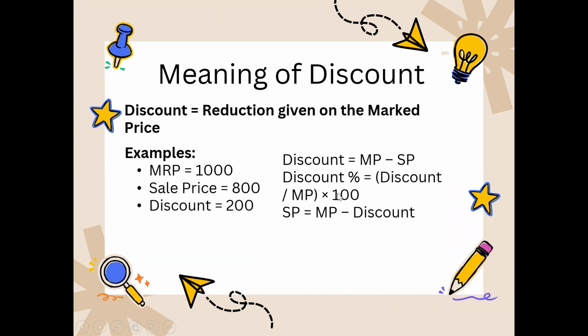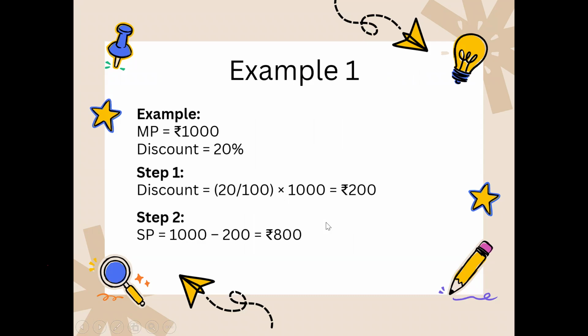Whenever we have to convert something into percent, we have to multiply it by 100, and whenever we have to convert from percent to number, we have to divide by 100. It is a simple formula. Just remember that whenever we have to calculate percent, we multiply by 100. And now the selling price is nothing but the mark price minus the discount. So these are the three formulas of discount: discount, discount percentage and the selling price.